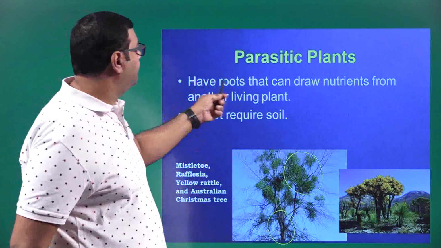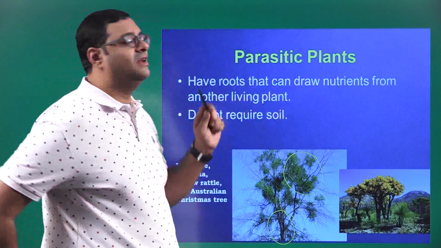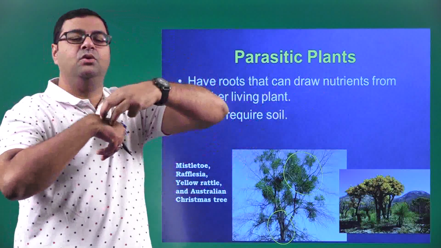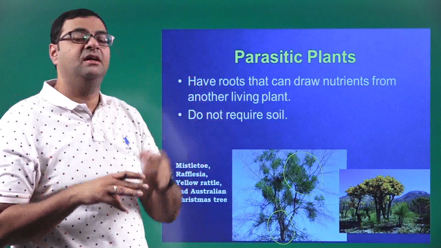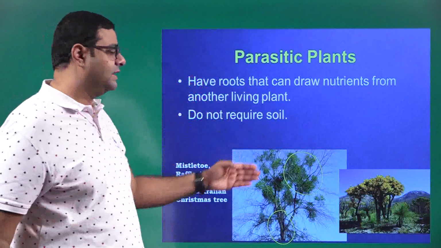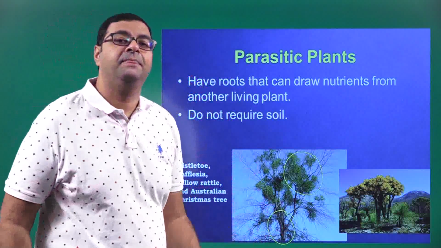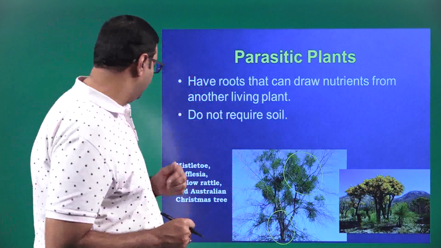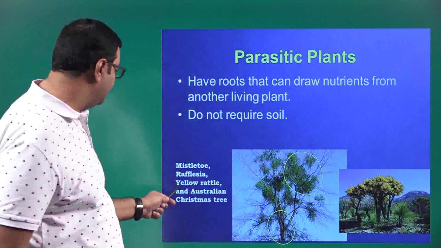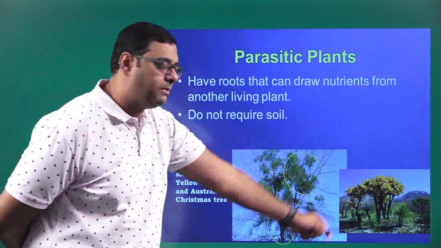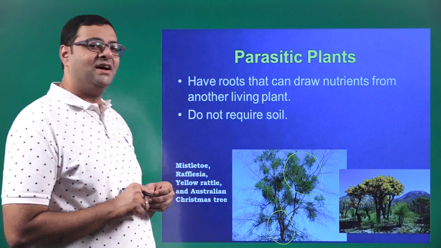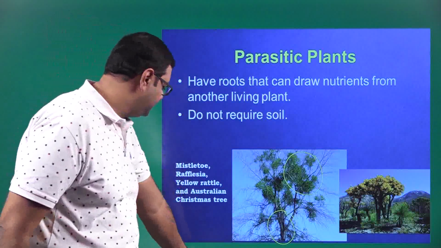They have roots that can draw nutrients from other living plants. That's what I said. You have the adventitious roots or succulent roots, which go deep into the host plant and suck the nutrients out. They do not require soil. Obviously, they are growing on another plant, so why would they require soil? Examples: you have mistletoe and rafflesia. Rafflesia you will see in the next slide. Then yellow rattle, and Australian Christmas tree. So you have the Christmas tree also, which is a parasitic plant.